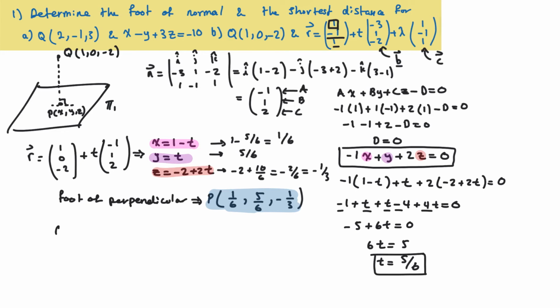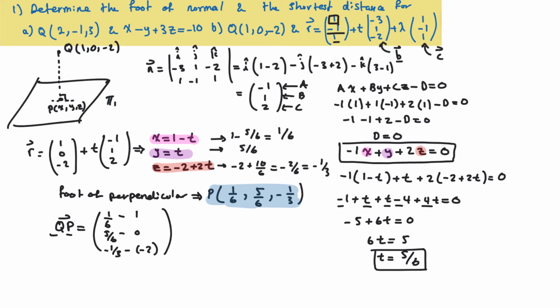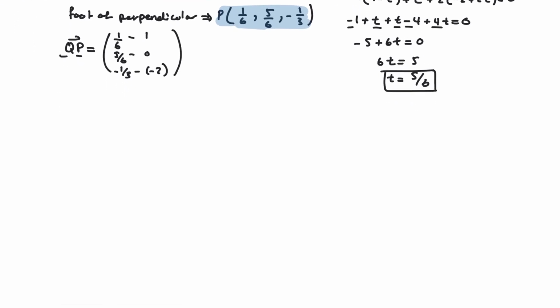So we need vector QP here, so I'm going to write it there, and I'm going to use points P, 1 over 6, 5 over 6, and negative 1 over 3, and subtract these by the coordinates of point Q, which are 1, 0, and negative 2. Now I'm going to shift everything up so that we have a little bit more space. I'll write this in a more complete way so that you can see what I'm doing.